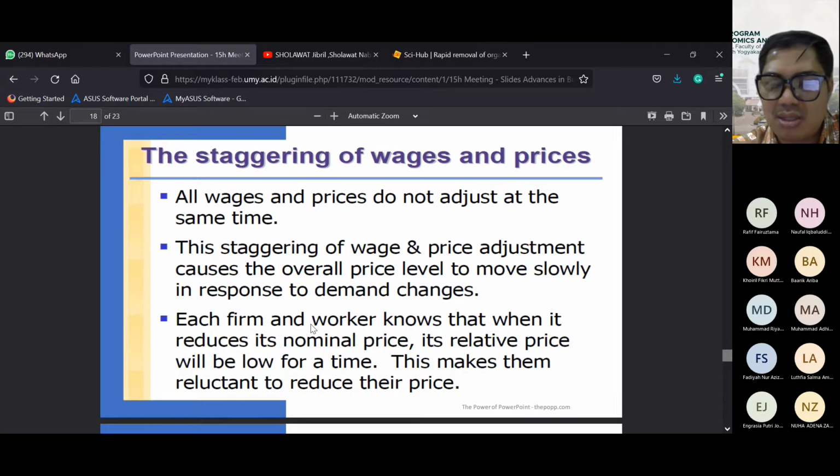And each firm and worker knows that when it reduces its nominal prices, its relative price will be low for a time. Relative price means the purchasing power of the money for goods and services will be lower. So it means that you will be getting fewer goods and services in the midst of nominal prices getting lower. This makes them reluctant to reduce the price. Because your purchasing power becomes lesser and lesser, in the end of the day they don't want to reduce prices, because by reducing the price, your purchasing power becomes lower and maybe worse than before. This is what makes wages and prices stagger.